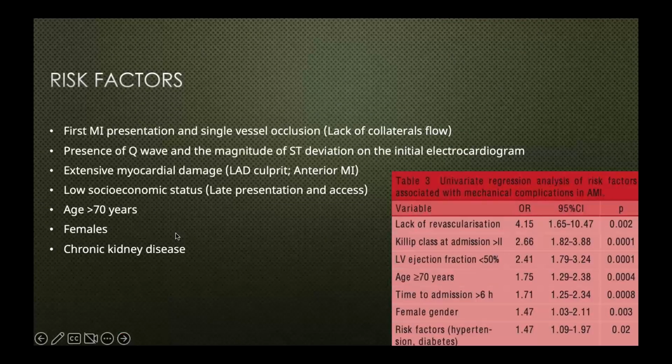In terms of risk factors for these complications, they basically can be tracked to 3 main mechanisms: the size and the location of the infarction, the timing of reperfusion, and myocardial ischemic conditioning. So patients with first MI presentation or single vessel occlusion have higher risk for developing these complications just because they lack collateral flows and their ischemic burden is high. Late presentation with presence of Q waves, or patients with low socioeconomic status and poor access to PCI have higher risk. The location of the infarction is important, where anterior MI and proximal LAD lesions are also associated with higher risk. There are other patient factors, which include age more than 70, female patients, and other comorbidities: chronic kidney disease, diabetes, hypertension. All of these have been associated with higher risk.